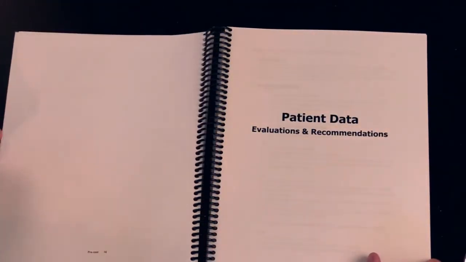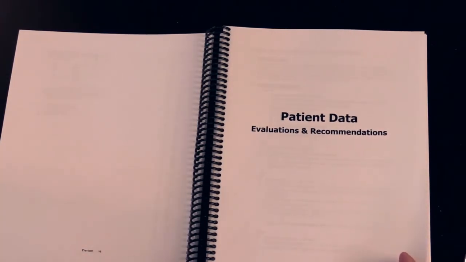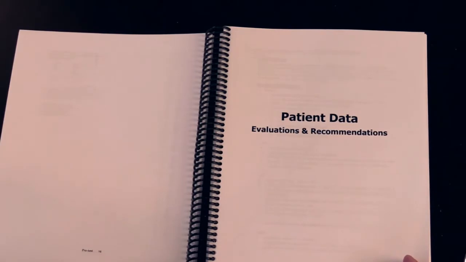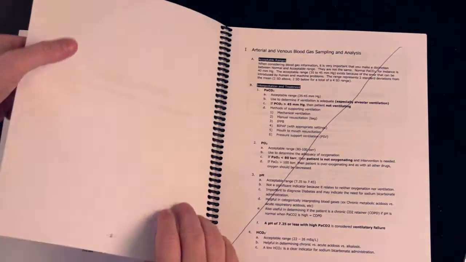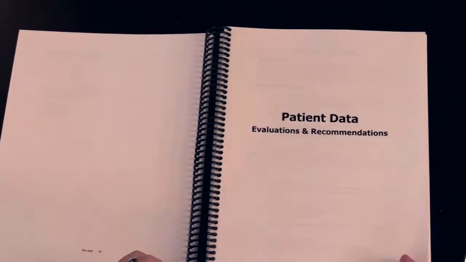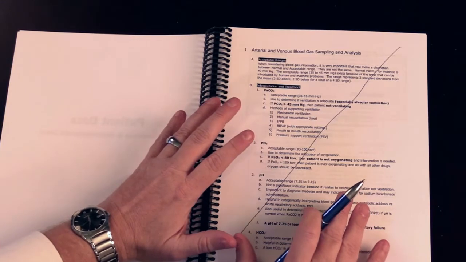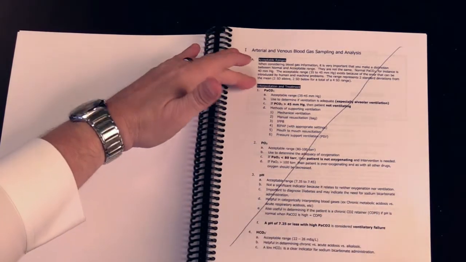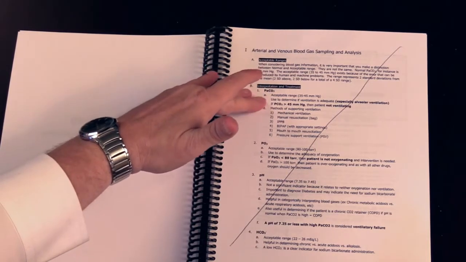Now, during this part of the book, when we get to actual page 1 of the real book, we run into the first chapter, which is patient data, also called evaluations and recommendations. And as I turn here, I want to point out what I mentioned before, is that this first page here is a good example of something you probably already know. And so as you look through here, you'll realize that this is about blood gases. And you have CO2 and some basic facts, its proper range, and PO2 and pH.